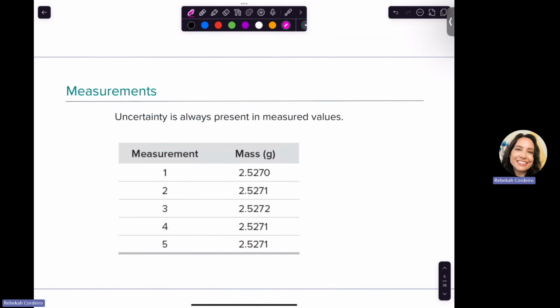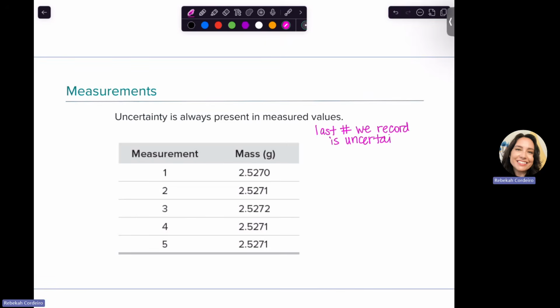All right, when we're talking about measurements, let's say I measure something in the lab and I write down a measurement. Uncertainty is always present. When I'm measuring something with a ruler, I'm guessing that last number that's there. If I use an electronic balance and I write down the mass of something, it's guessing that last number. So uncertainty is always present. The last number we record is uncertain.